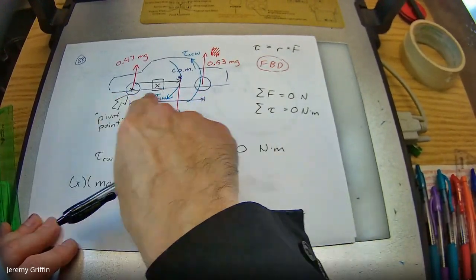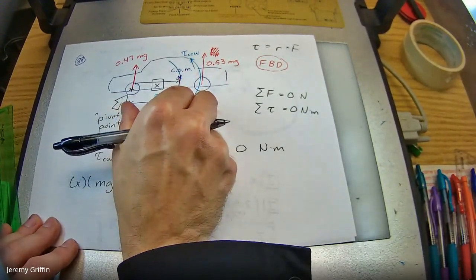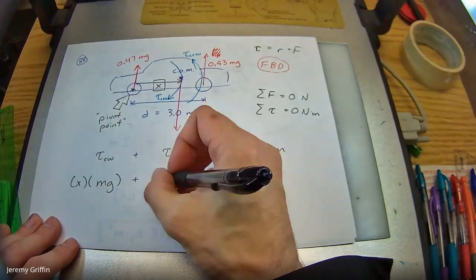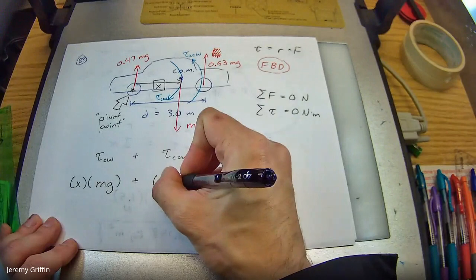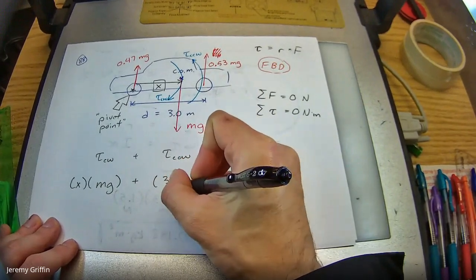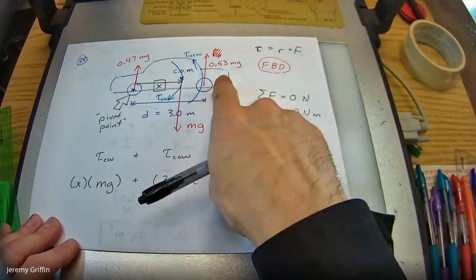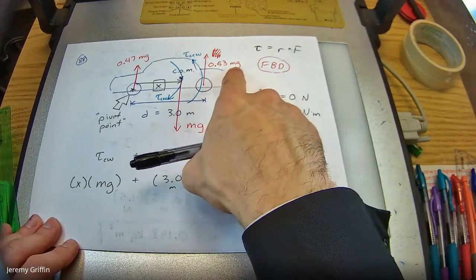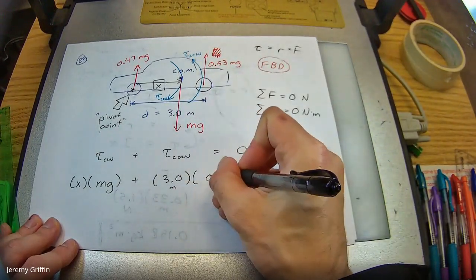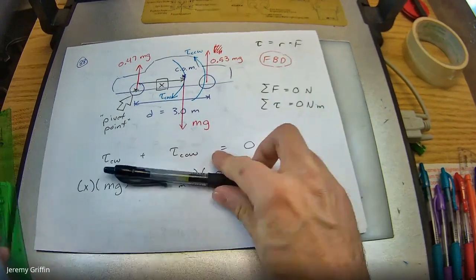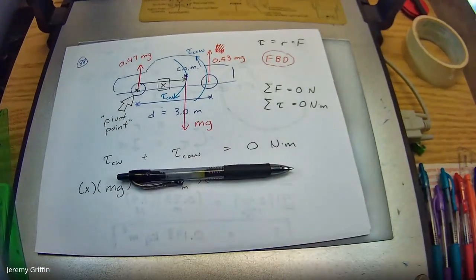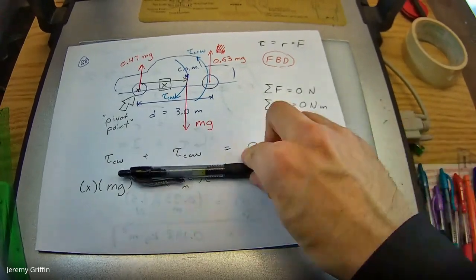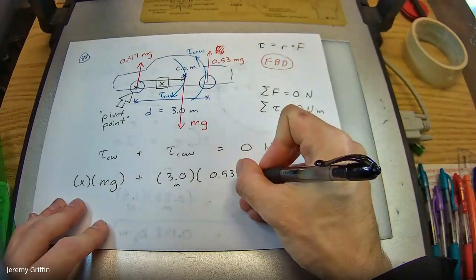Plus this other radial distance, which is the axle base, the wheelbase. Take that as just 3 meters. Multiplied by the upward force, which is 53% of the weight. 53% of the weight.